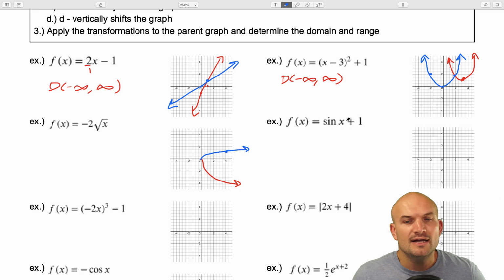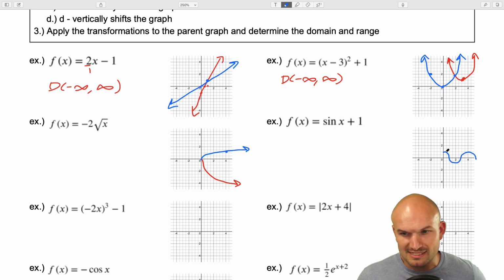Now, the sine graph is something that I know we're not very familiar with, but that is okay. We're just going to do a rough estimate here of the sine graph.